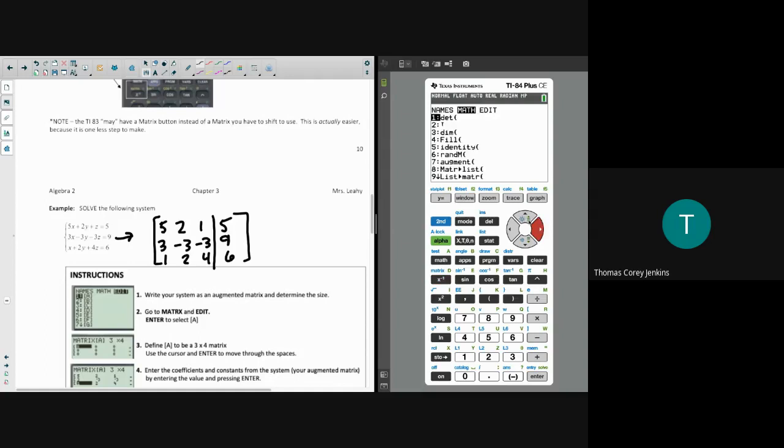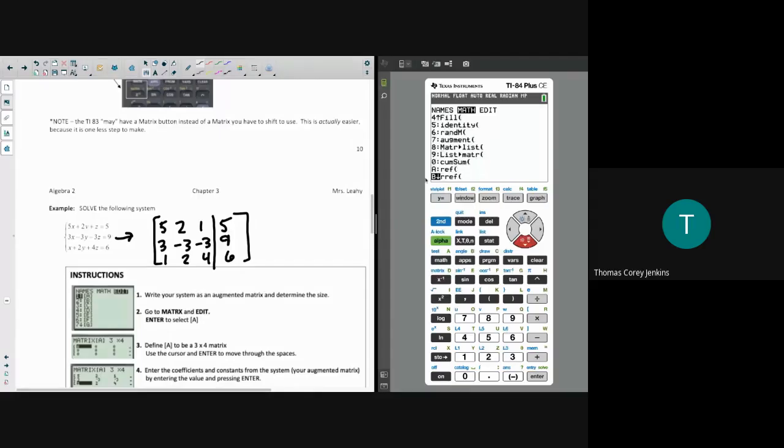And I'm going to arrow down until I get to RREF. It's option B. So you go past 9, past 0, past A, all the way to B, RREF. Now that's confusing because one's called REF, so be careful there. You want RREF. And I'm just going to hit enter.